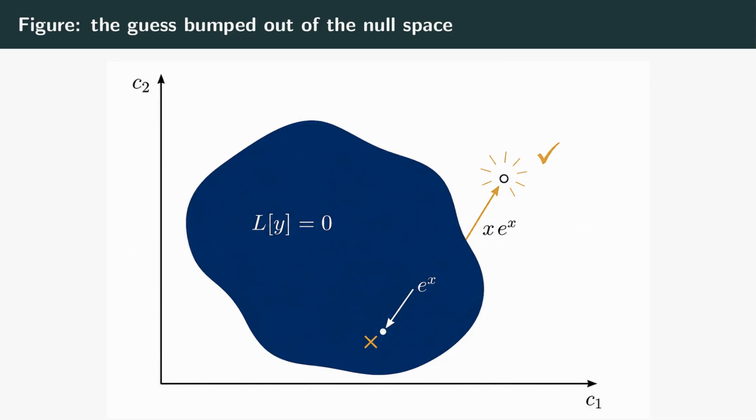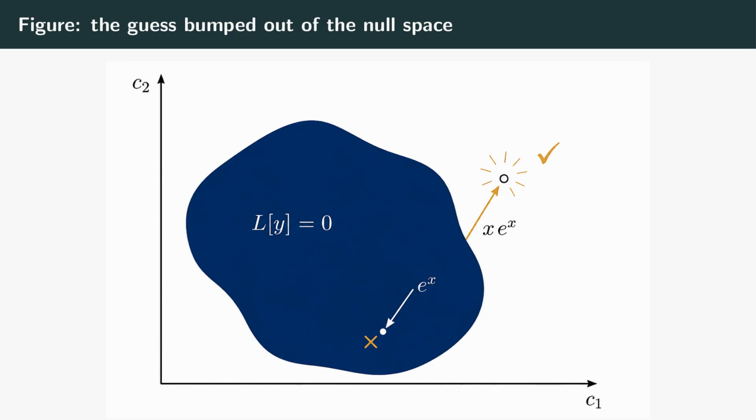Here is a way to see the modification rule geometrically. Picture a shaded region that holds all the homogeneous solutions, the functions the operator sends straight to 0. Our first guess, e^x, lands right inside that region, so the operator kills it and it cannot match anything. That is the dead end.